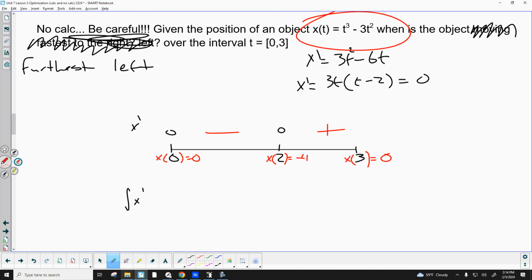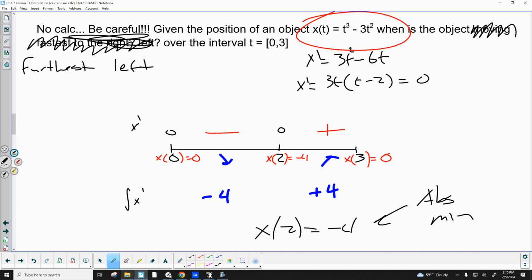Now I know everything about how this object is moving. It's decreasing. It's going to the left by 4. It's then going to the right 4. It's traveled a total of 8 units over these 3 seconds. It has 2 maxes. It ends up back where it started, but it has 1 min. X of 2 equals negative 4 is the absolute min. It's when it's furthest left.